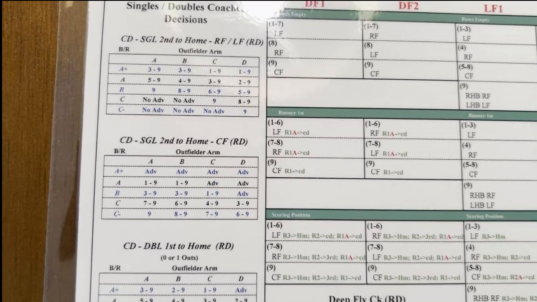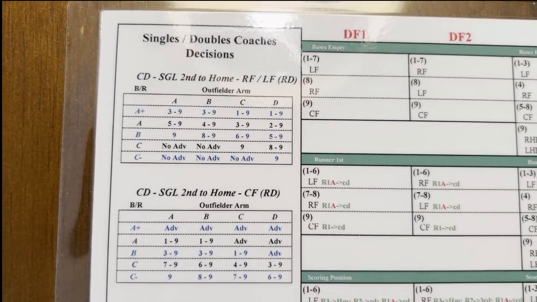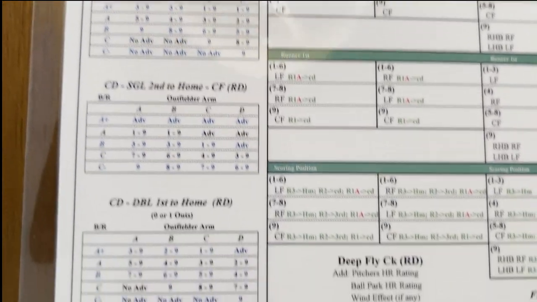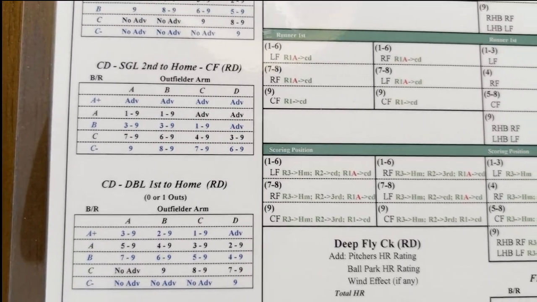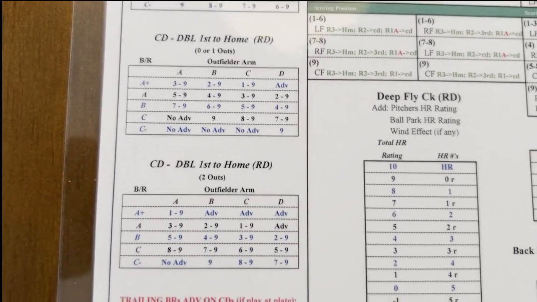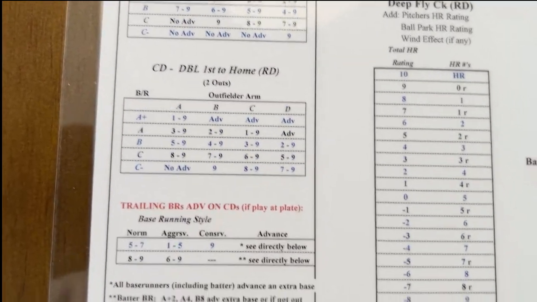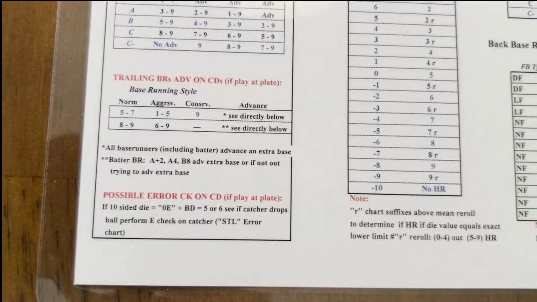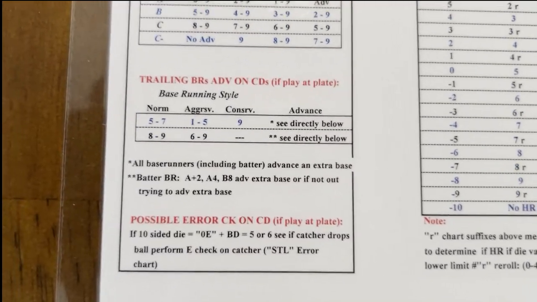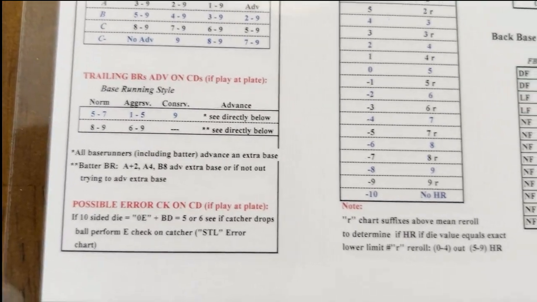The left side is all of your decisions for advancing on the bases on hits. So coach's decision: single, going second to home. If it's hit to right or left, if it's hit to center, the runner has a better chance of making it because the throw's longer. And then doubles: first to home with 0 or 1 out, doubles first to home with 2 outs, where there's, again, a greater chance. And then trailing base runners, you can coach your base runners normally, aggressively, or conservatively, and they have a chance of potentially moving up.